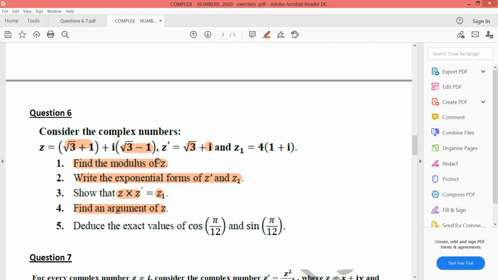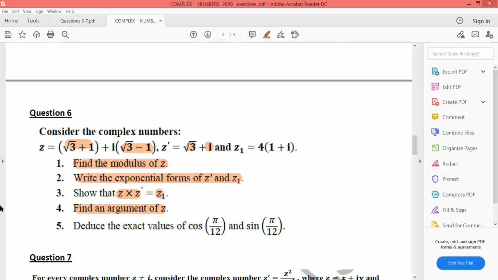Who can tell how to determine the argument of Z? Argument of Z. Yes. We don't actually have Z, we can't put it on the calculator. It says we can do here Z equals Z1 over Z prime, meaning argument of Z equals argument of Z1 over Z prime.